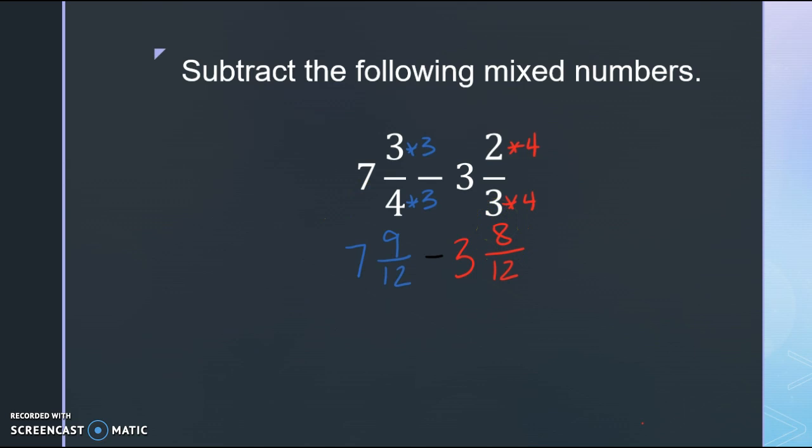So we've got a common denominator. Now we want to see if we can subtract our numerators. 9 minus 8. Here we can do 9 minus 8, which gives us 1. 12 is our denominator, stays the same. Now we can subtract our whole numbers, 7 and 3. So 7 minus 3 gives us 4. 4 and 1/12 should be our answer. So that one didn't require any borrowing. Our next example is going to have some borrowing in it, so you'll be able to see that process again.